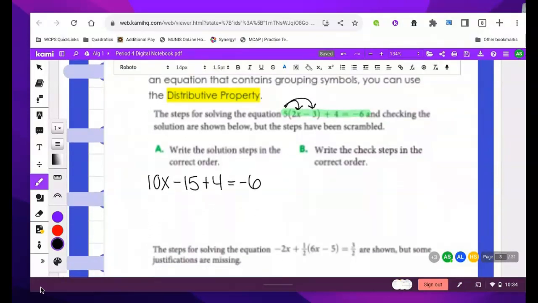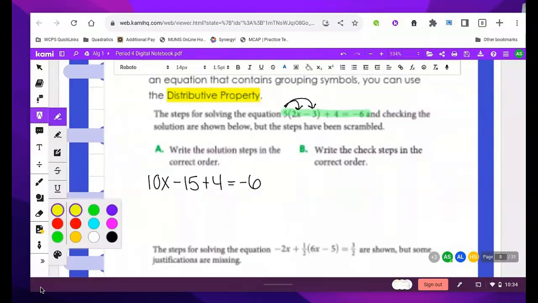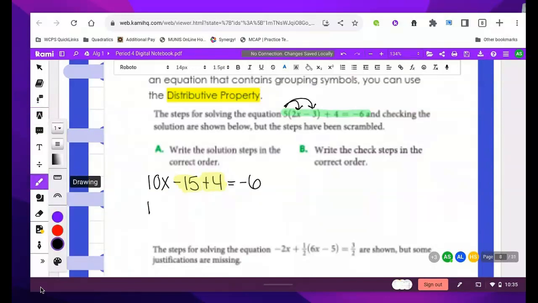So now we can combine like terms. In one of our last videos, we said that like terms have the same variable or don't have a variable at all. So no other terms have a 10x, so we're not going to combine 10x with anything. However, -15 and 4 are like terms because neither of them have a variable. So we'll add -15 plus 4, which gives us -11. And then notice we did nothing with the -6. So we'll keep it like this.